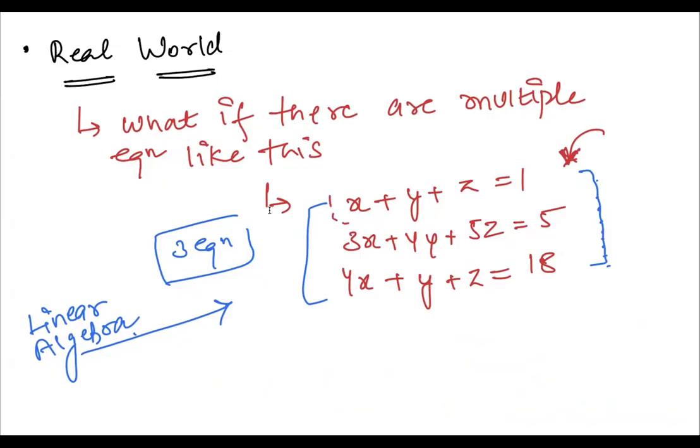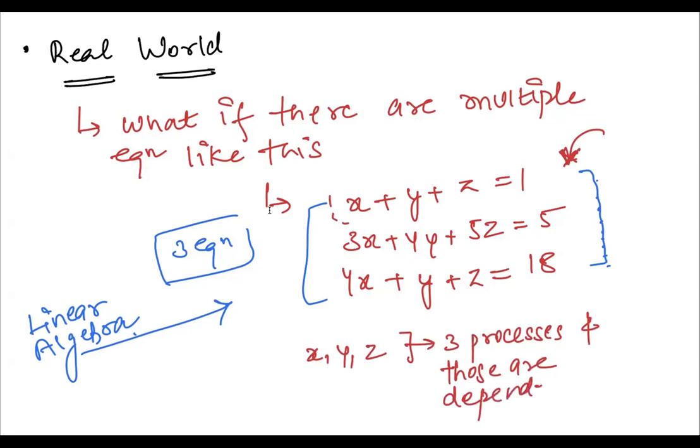Just imagine in this way, X, Y, Z are 3 processes, and those are dependent on each other. So that's why, to solve these processes, we need linear algebra. I hope this is clear. Please tell me, is this clear? Why do we need linear algebra?